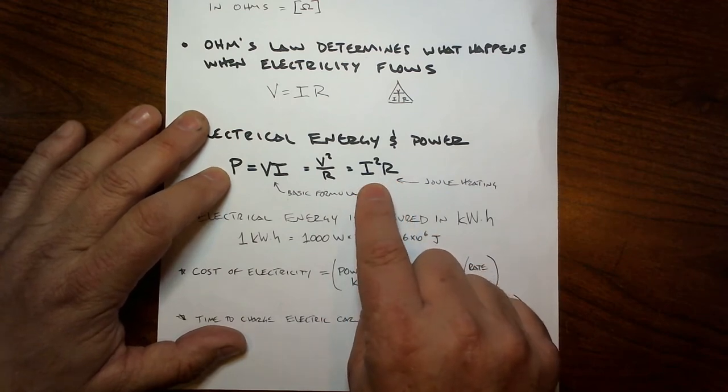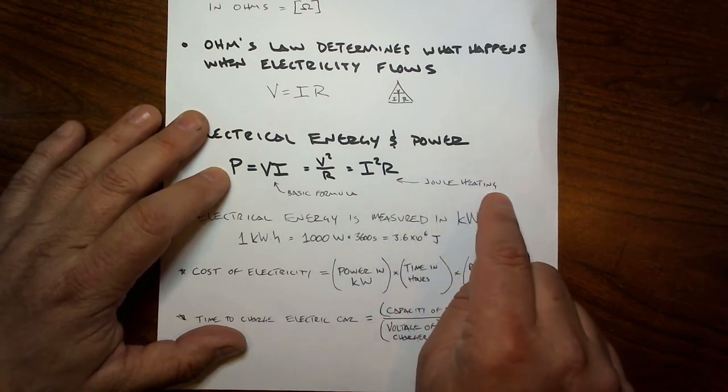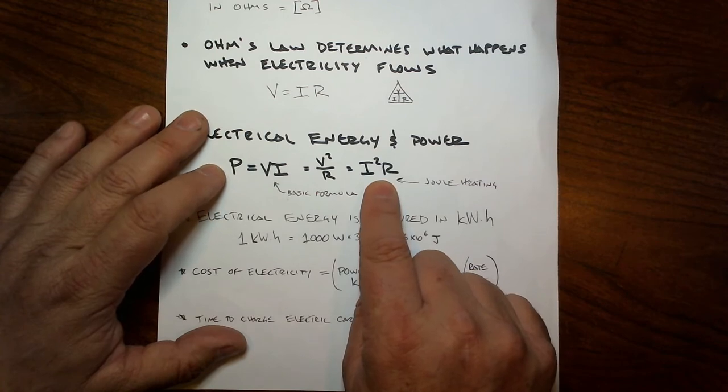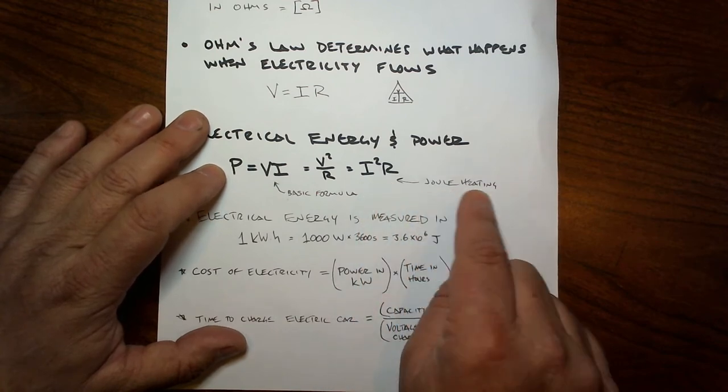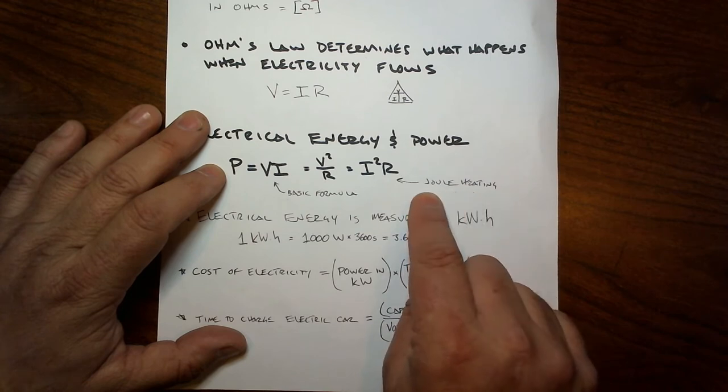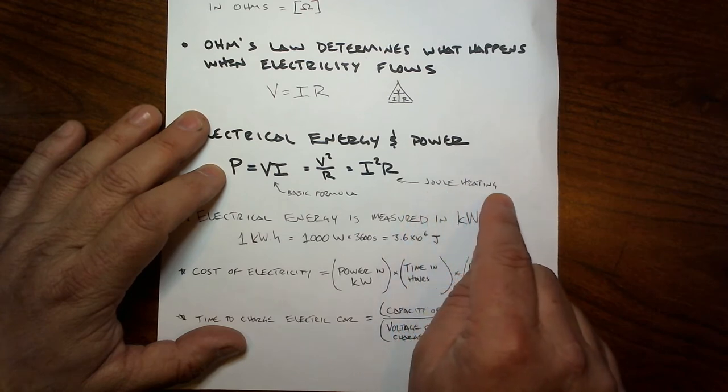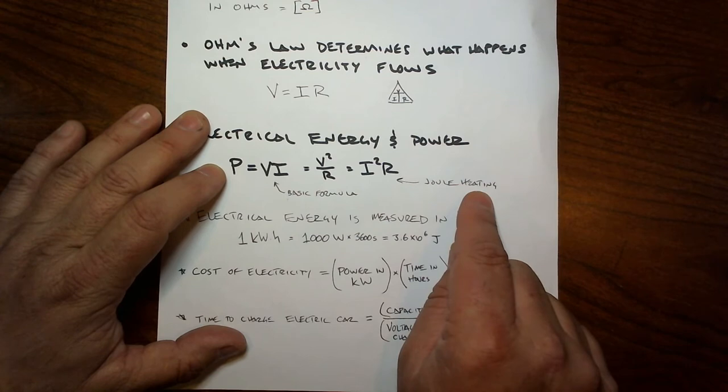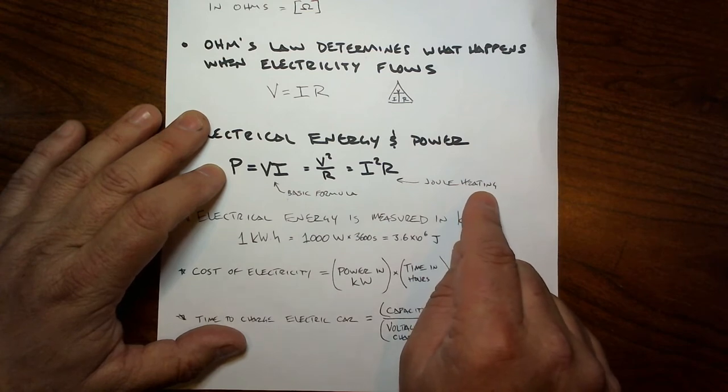But this one is special. It has a name. It's called Joule heating. And the reason is, Joule heating is kind of a negative concept. It's where power or energy, or current specifically, going down wires causes them to heat up. The reason the birds sit on the power lines is that they're warm.